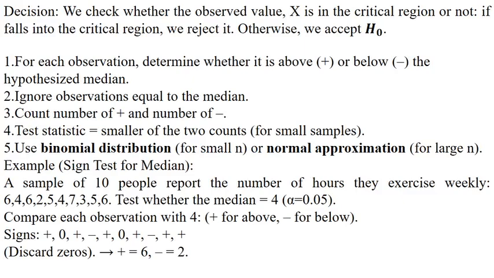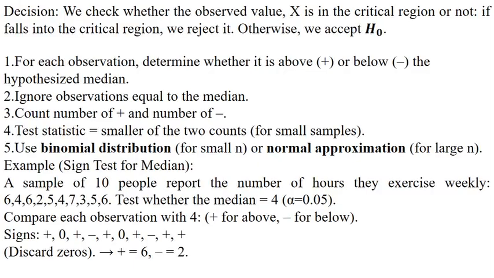If the observed value x falls into the critical region, we reject H0. Otherwise, we do not reject, or we accept, our H0. So these are the procedures, the methods, for how we calculate using sign tests.